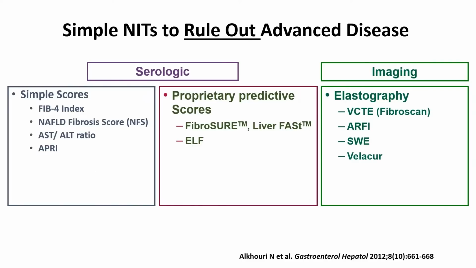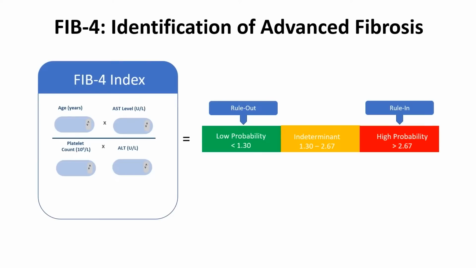It has 4 simple variables: age, because older patients are more likely to have significant disease; AST to ALT ratio, because we know as the disease advances, your AST starts going higher, and eventually the AST will become higher than ALT, even if you don't drink any alcohol. So this is really just a sign of progression of the disease. And then your platelet count, which goes down as you progress to cirrhosis. So you enter these 4 values in an online calculator, and you get a FIB-4 index.